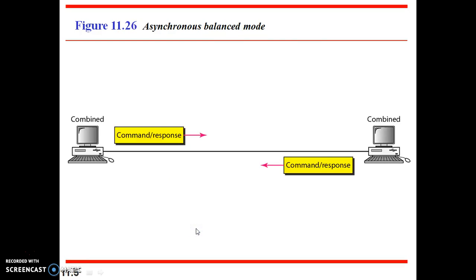There is another mode called asynchronous balanced mode. Here you can see there is nothing called primary or secondary. The connected stations behave as both sending the command as well as receiving the response. If I take this as the primary station, it can send the command and get back the response from the other station. So in asynchronous balanced mode, both will be sending the commands and getting the response.